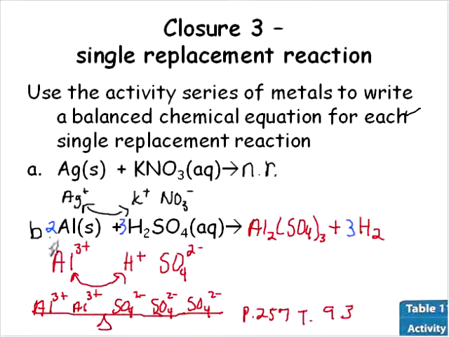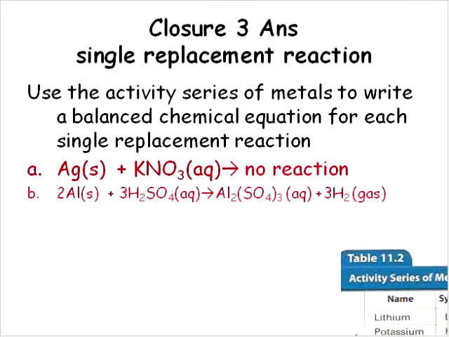Okay, so we have 2 aluminums, 6 hydrogens, 3 sulfates, 3 sulfates. So now it's balanced. Okay, we have that here. This is the answer here.